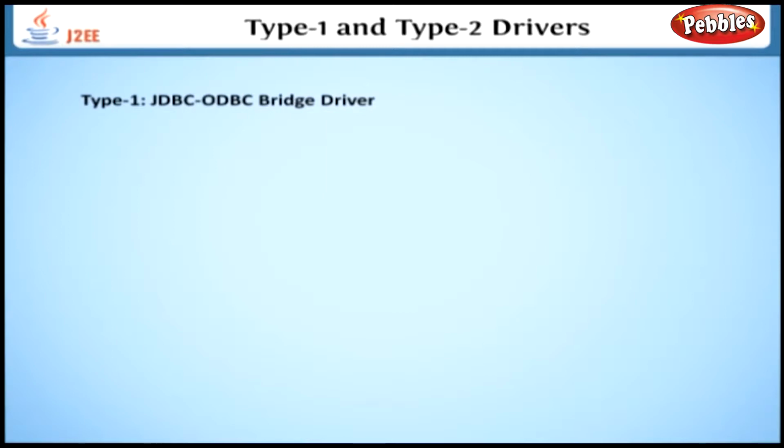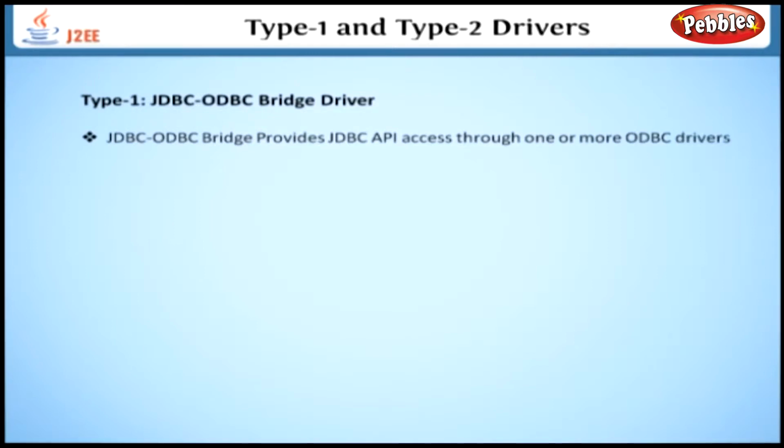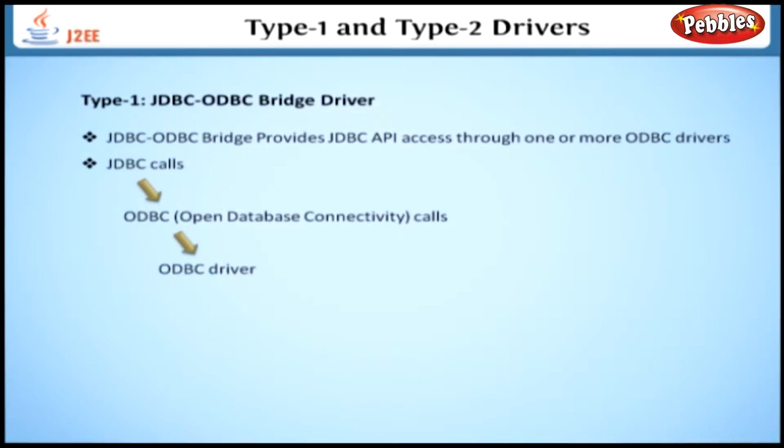JDBC-ODBC Bridge Driver. A JDBC-ODBC bridge provides JDBC API access through one or more ODBC drivers. It translates all JDBC calls into ODBC, Open Database Connectivity, calls, and sends them to the ODBC driver. This driver is also known as Type 1 driver. In this type, we have to load the ODBC native code. In many cases, it will be a native database client code on each client machine.